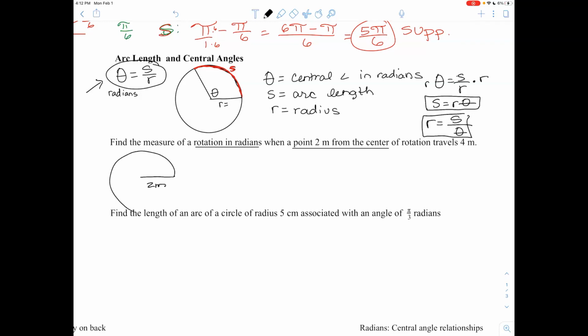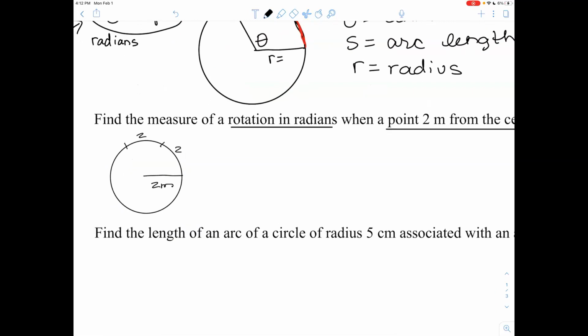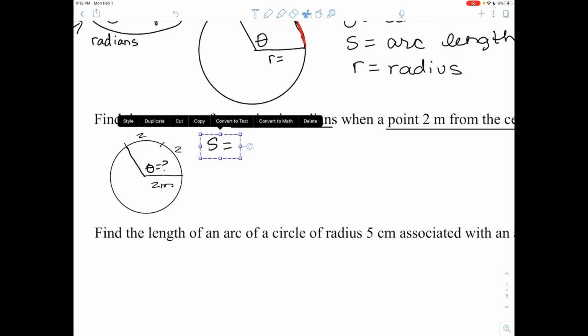So we're going to go whip around this circle, and the point is going to travel 4 meters. So there's 2 meters, here's another 2 meters. Let me make that a little smaller so you guys can see it. All right, and then that would be an arc length. So what we want to know is, what is that measure right there? So our S, our arc length, I'll color code this here, is this measure here. The point is traveling from here to here, so it's traveling 4 meters. And our radius is 2 meters.